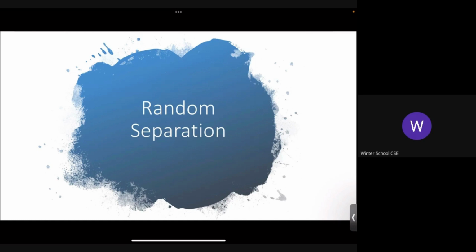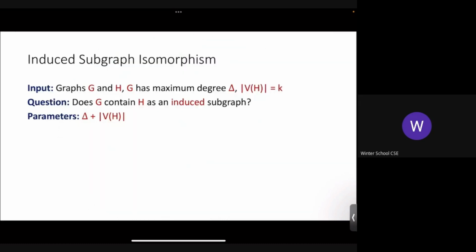And another example of a very nice and cute application of randomized methods is the method called random separation. The example I will look at is the induced subgraph isomorphism problem. You know the graph isomorphism problem, of course. That's one of the most famous problems in graph algorithms, which we still don't know is in P, or we cannot prove that it's not in P. And so this is a variant of this problem.